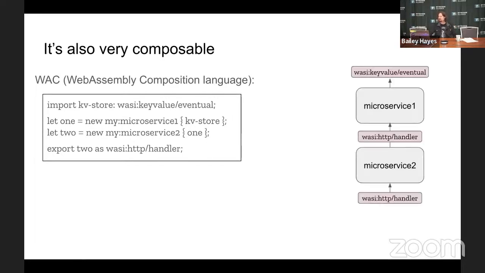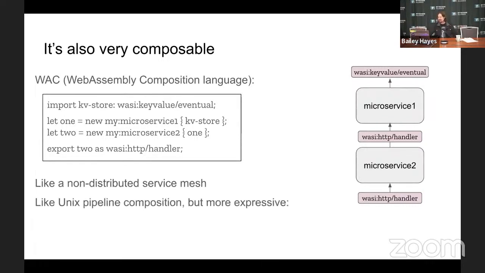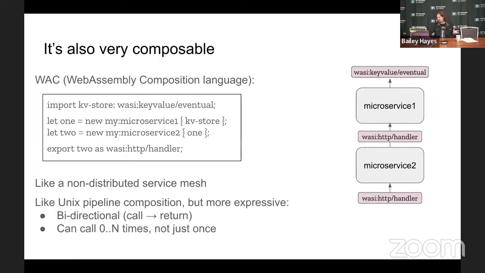This is a visual representation of what I'm linking together. You can think of it as a non-distributed version of a service mesh, where I'm just taking two microservices and linking them together. You can also think of it as a Unix pipeline, where I'm snapping them together in composability. But it's fundamentally more expressive than a Unix pipeline. It's bidirectional. In Unix pipelines, data flows in one direction, from standard in to standard out, down the line. Well, this gets to go down and then back up again because we have call return, and also any microservice can call each other 0 to n times, not just once.